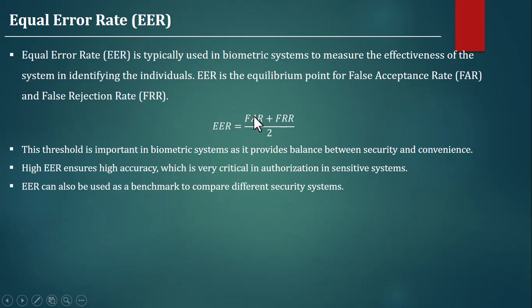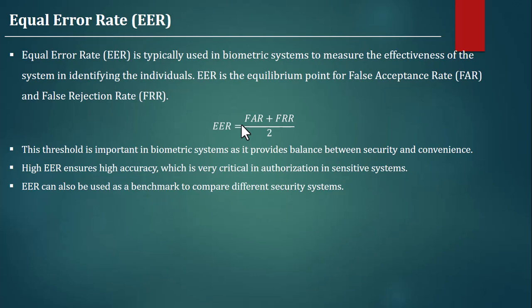False acceptance rate means it is accepting the sample, or it is allowing a person who is not authorized. So that is called false acceptance rate. It means the sample is negative but it is treated as positive. And false rejection rate means even though the person is authorized, he is not allowed to enter. That means your sample is positive but classified as negative. So that is called false rejection rate. Right? So equal error rate is the point where FAR and FRR are the same. That is called equal error rate.